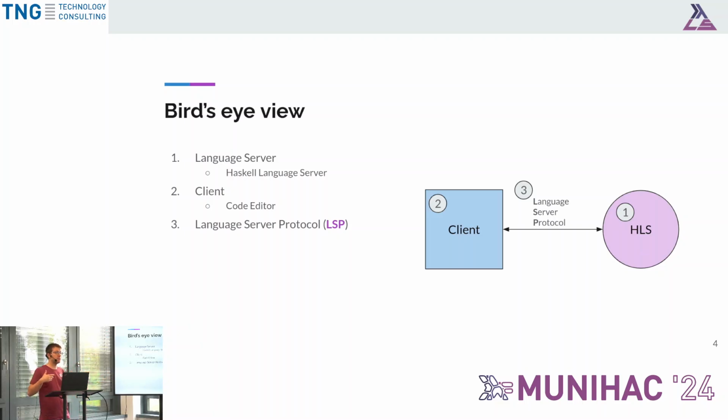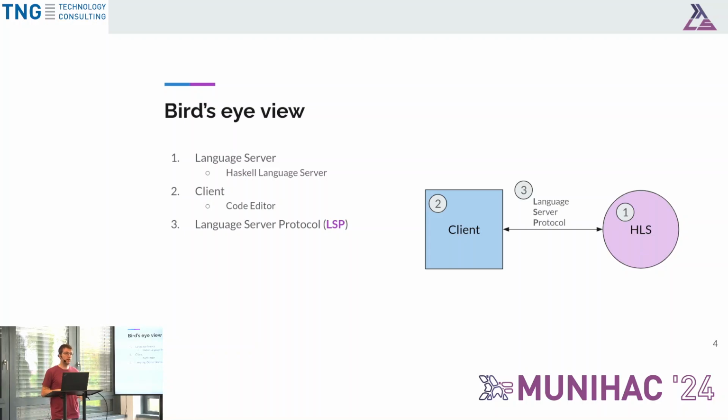We always have some kind of editor component, which is the client of this architecture. And that can be anything, essentially any kind of code editor, such as Sublime Text, Vim, VS Code, or Helix, or anything that you can think of. And these two components need to communicate in some way. And the way they communicate is via the so-called language server protocol. The language server protocol describes how the client and the backend, in this case Haskell Language Server, shall communicate, and how the IDE features are implemented.